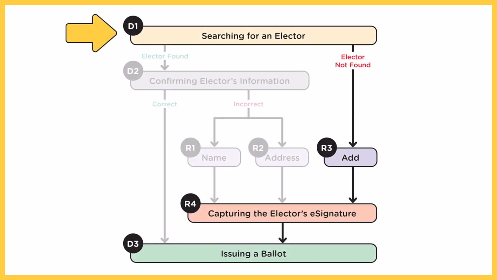In the last scenario, the elector cannot be found in the ePoll book, so you would follow the map to R3 for instructions on adding the elector. Next, follow the map to R4 to capture the elector's e-signature, and finally to D3 to issue the ballot.